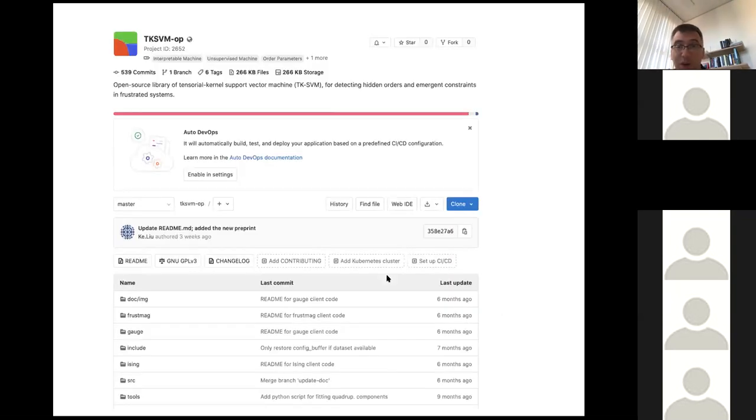Okay, so if you want to learn about this and you want to play around, we have an open source version, TKSVM open. There is a Git that you can easily find, and it contains the codes for most of what I said. So Ising is a code for the Ising model. Gauge is a code that reproduces artificial symmetries implemented by gauge theories, and Frestmac is for the Kagome.